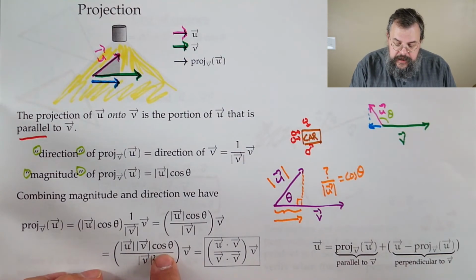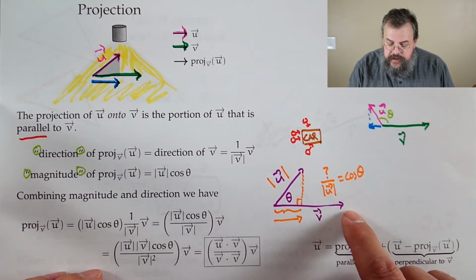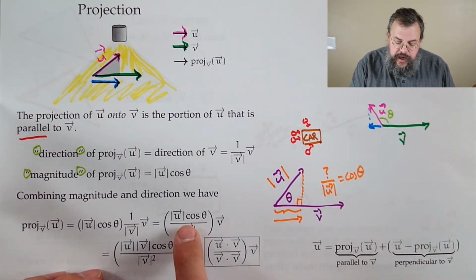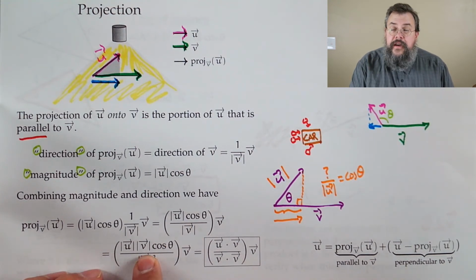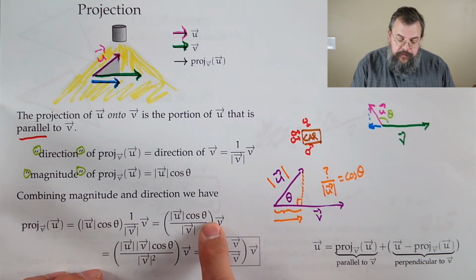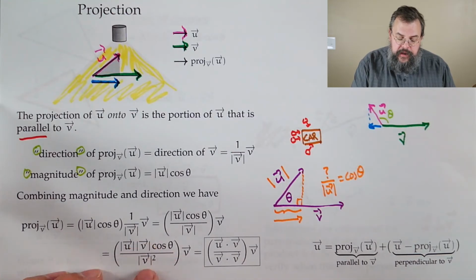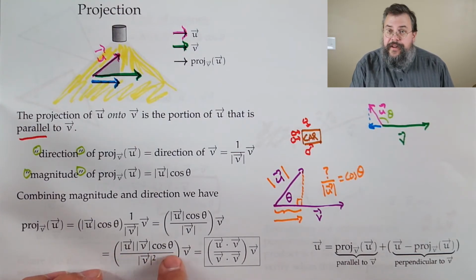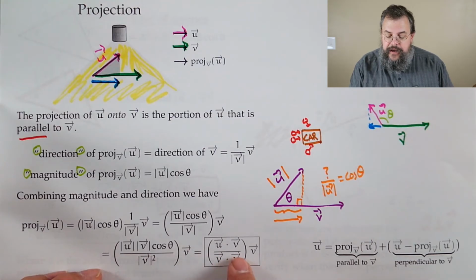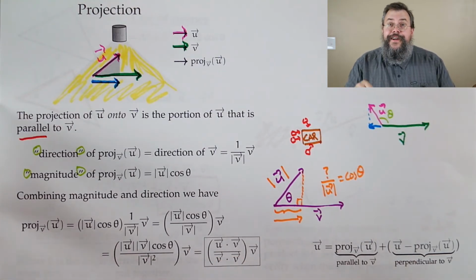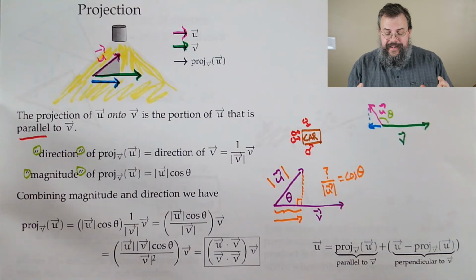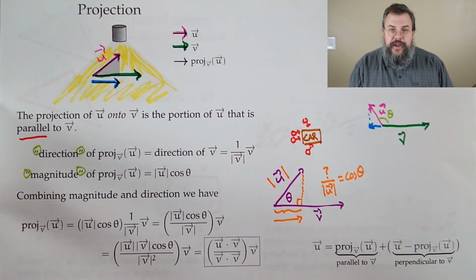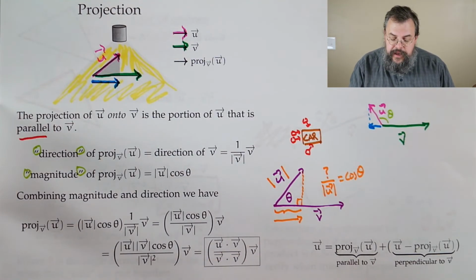Well, the theta is our angle between our two vectors. So if I want to turn this into a dot product, I just have to put the magnitude of the other vector. So if we go from there to there, we added a magnitude of v in both top and bottom. And we say, perfect. Look at the top. It's u dot v. It's the magnitude of u, magnitude of v cosine theta. Look at the bottom, magnitude of v squared. That's v dot v. So what we end up with is our projection is u dot v over v dot v, and then times the vector v.